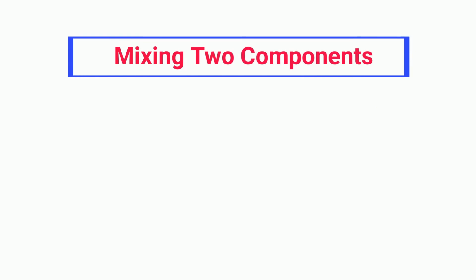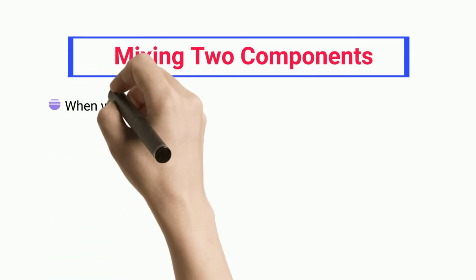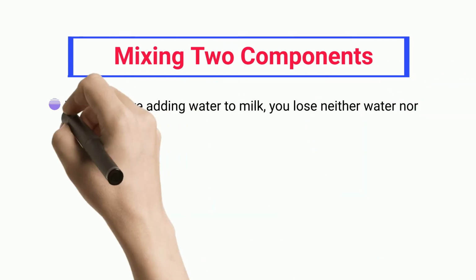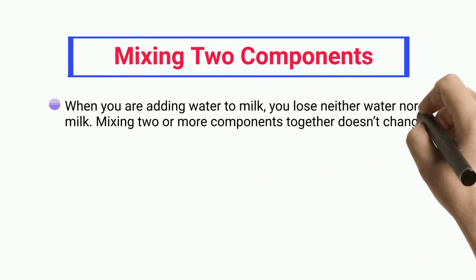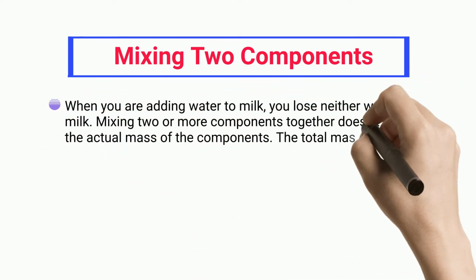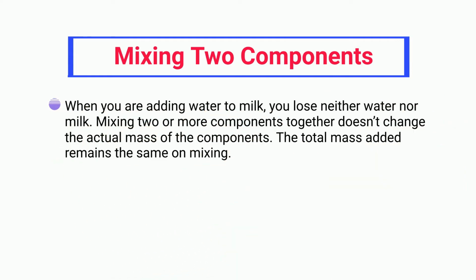Mixing two components. When you are adding water to milk, you lose neither water nor milk. Mixing two or more components together doesn't change the actual mass of the components. The total mass added remains the same on mixing.